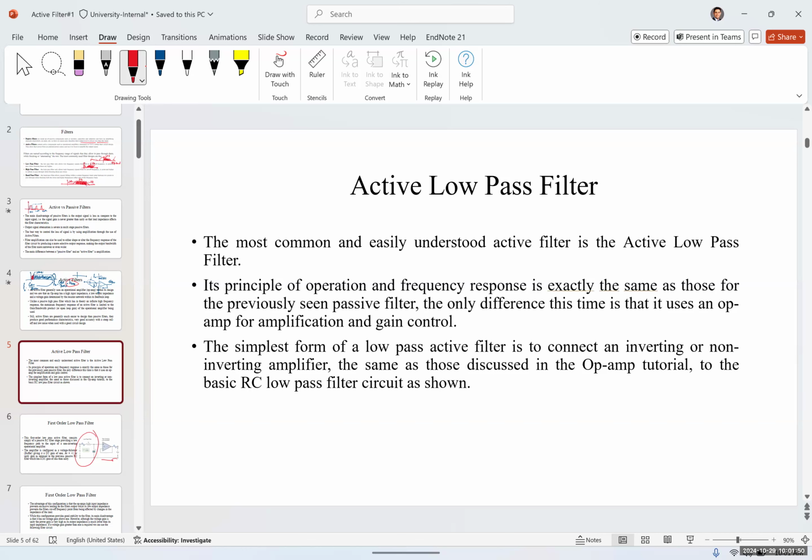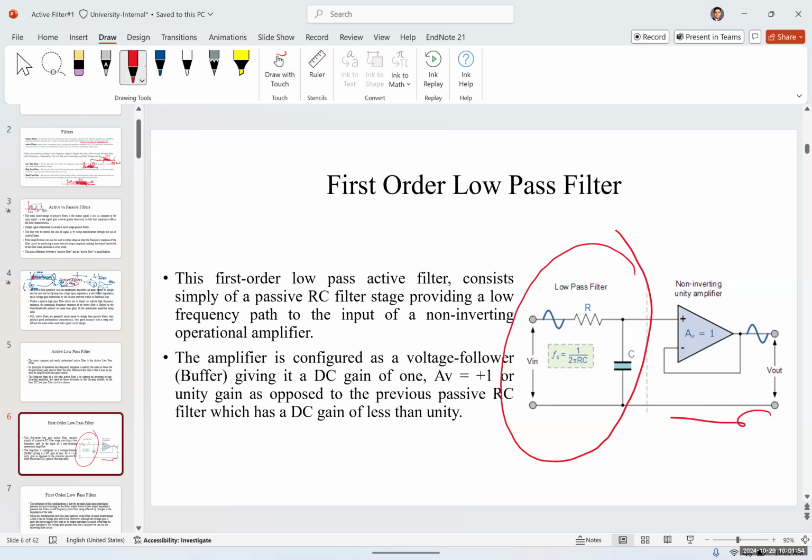So for example, this one is connected. You can see that the input is connected to the non-inverting input. Can you tell me what type of amplifier this is? Yes, it's a buffer. The negative input, the inverting, is directly connected to the output. So it's a unity gain, or what we call a buffer amplifier. Gain of 1.